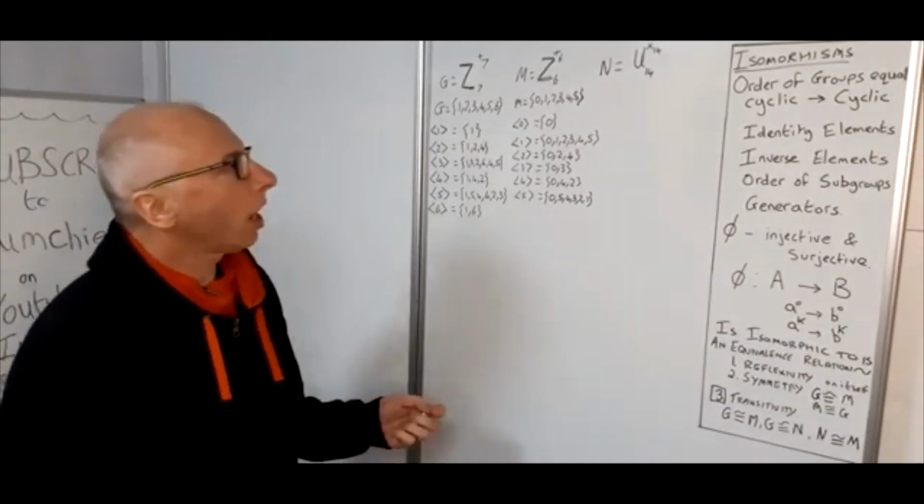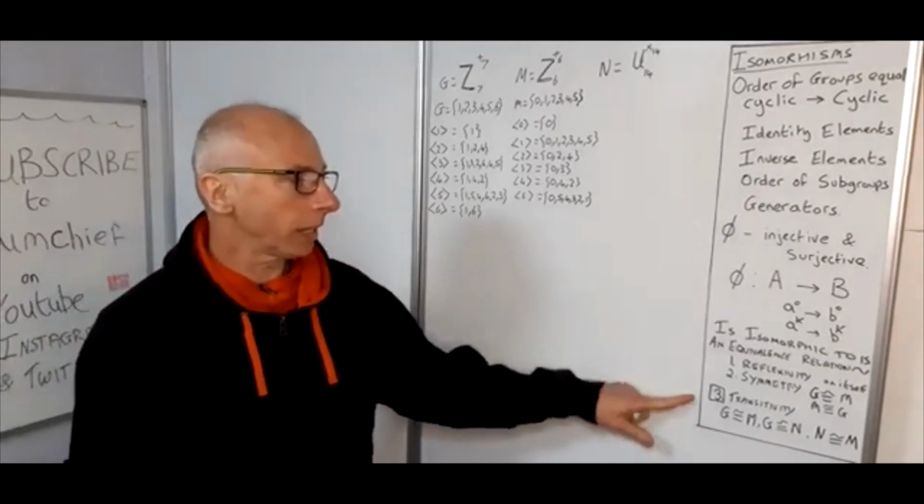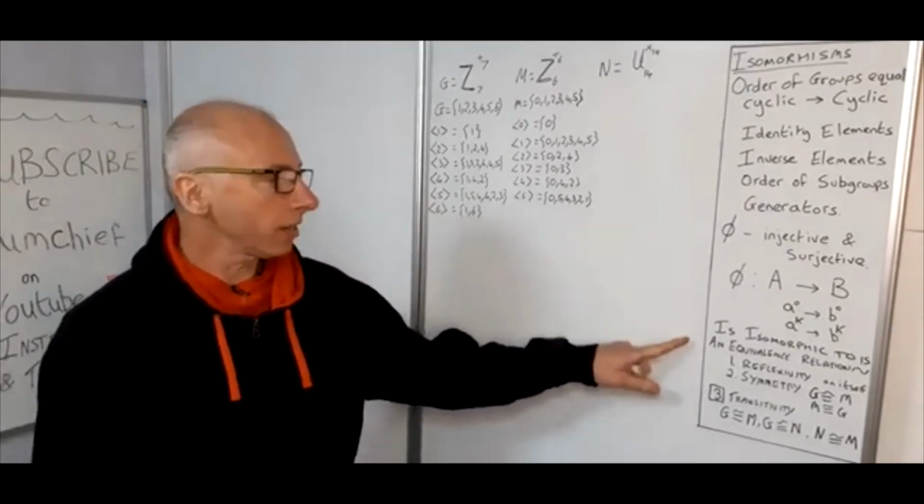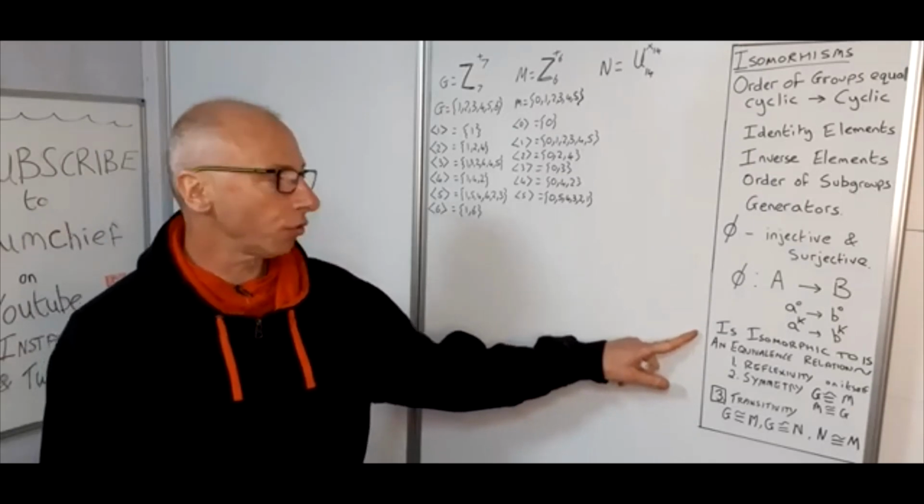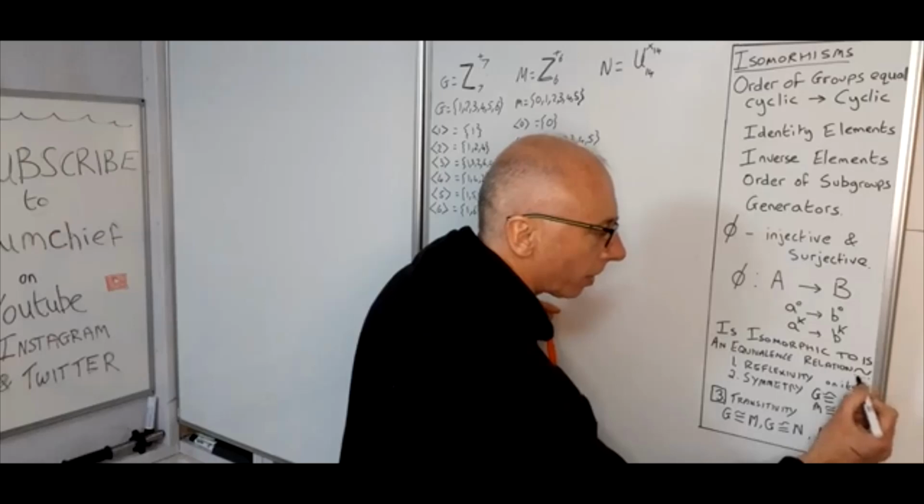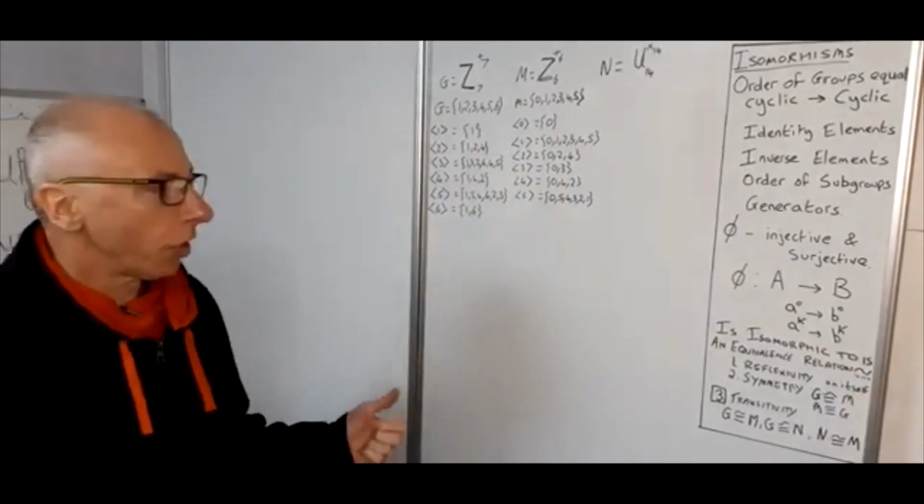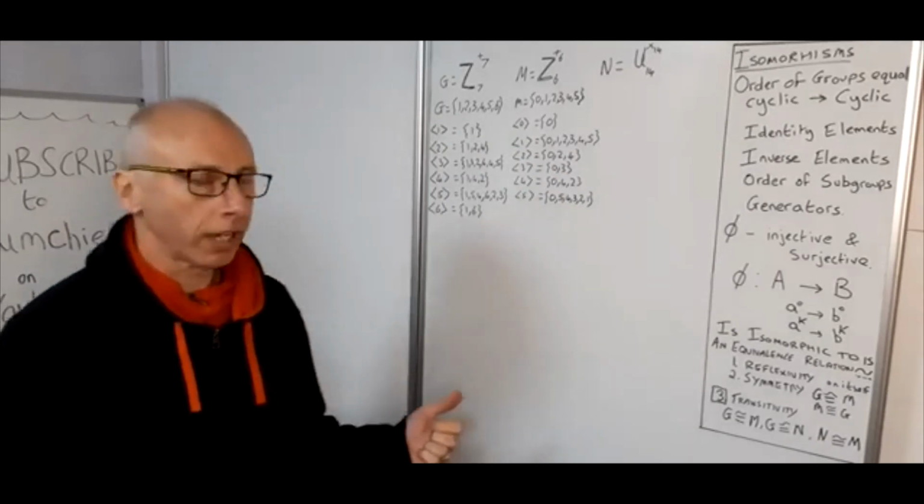Okay, so we're going to look into isomorphisms today, and we're going to look in particular at this little bit here, where "is isomorphic to" is an equivalence relation. Equivalence relation is denoted by this wavy symbol here. Now there's three rules for equivalence relation.